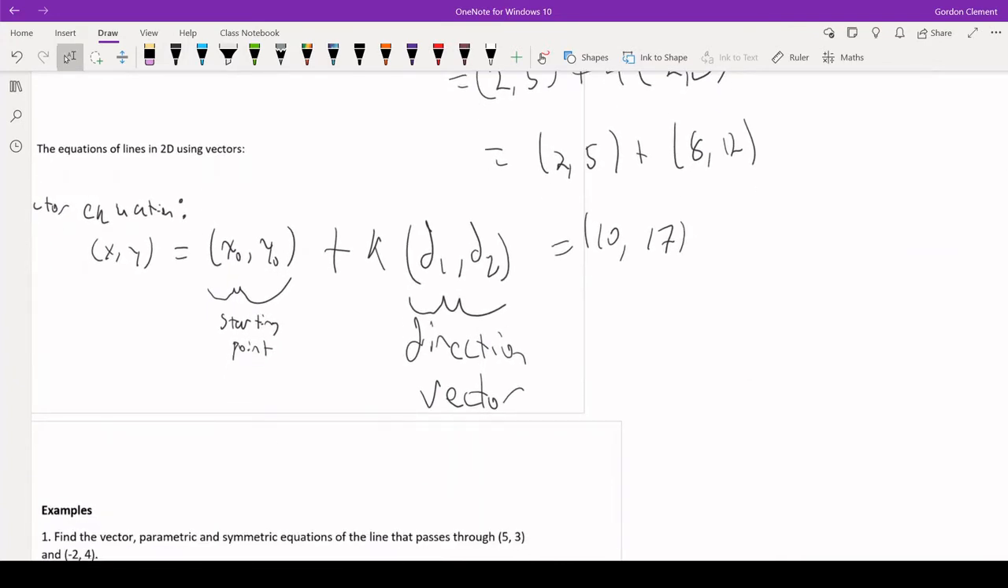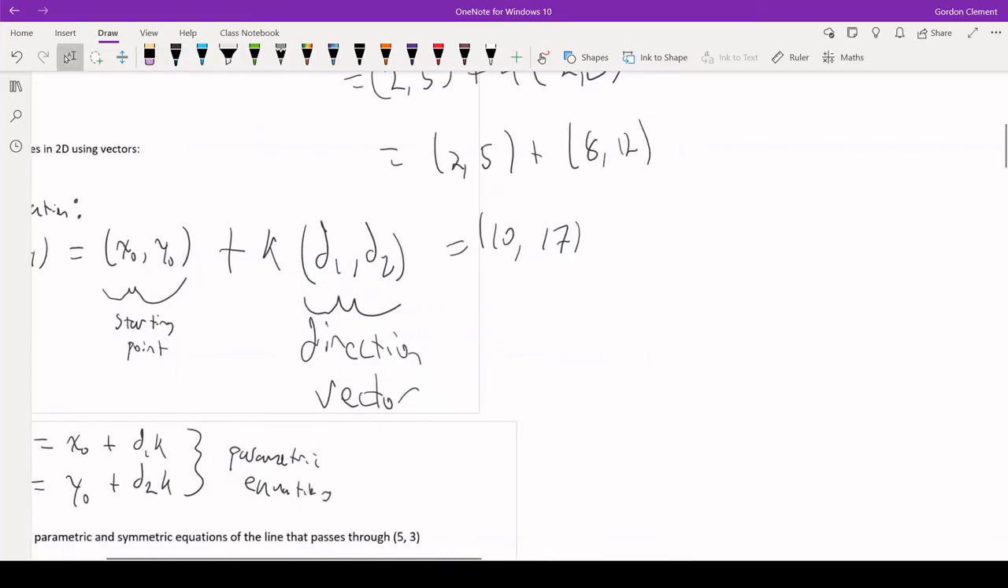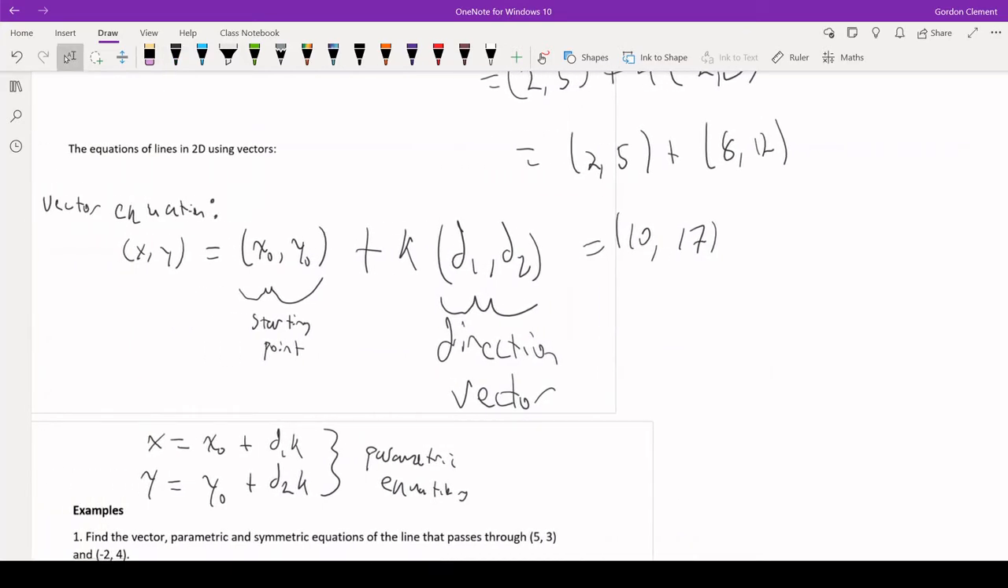And then the parametric equation would be x equals x0 plus d1 times k, and y is y0 plus d2 times k. Those are your parametric equations. And then finally, solving both of those for k and setting them equal to each other, you get x minus x0 over d1 equals y minus y0 over d2. That's called our symmetric equation.